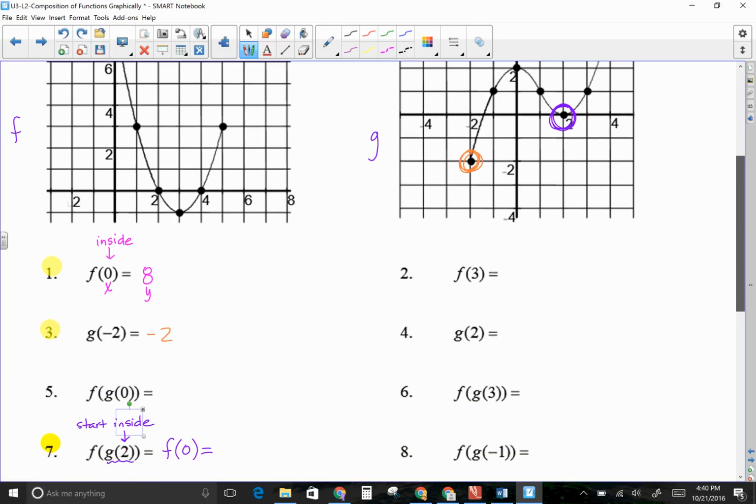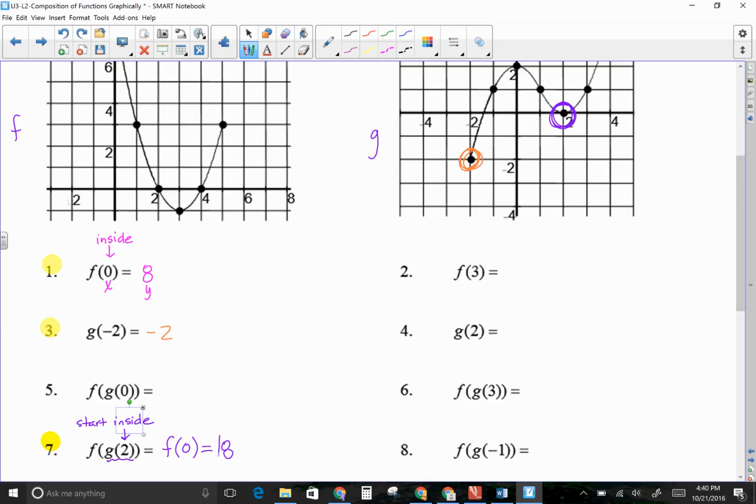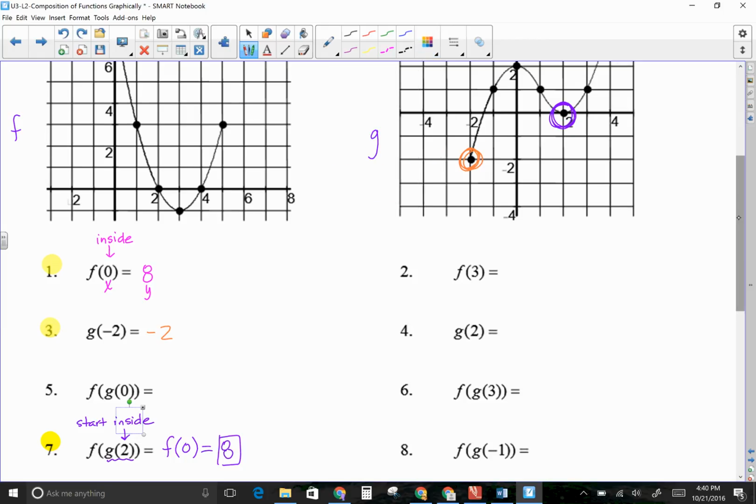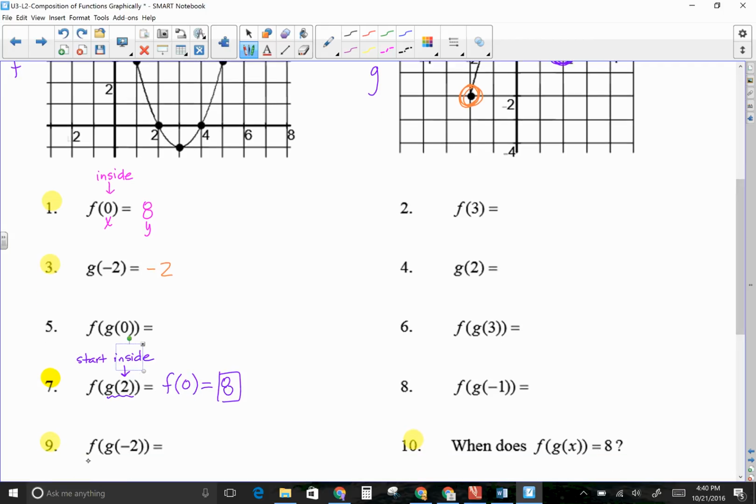So f of 0 is equal to 8, and that is the final answer on that problem. Okay, now let's look at the next one. I think the next one I did was number 9. All right, 9 says f of g of -2. So again, I'm going to start with g of -2.